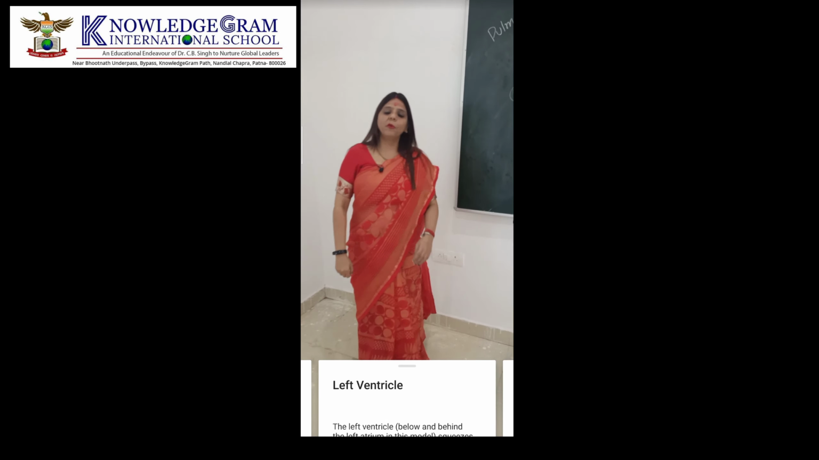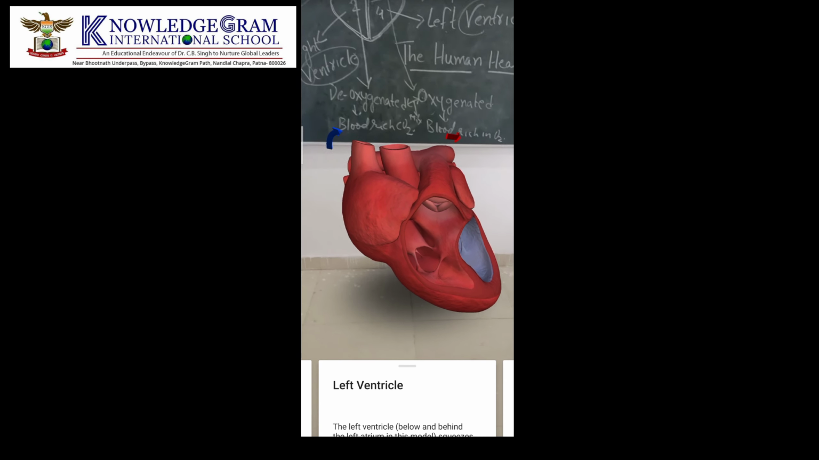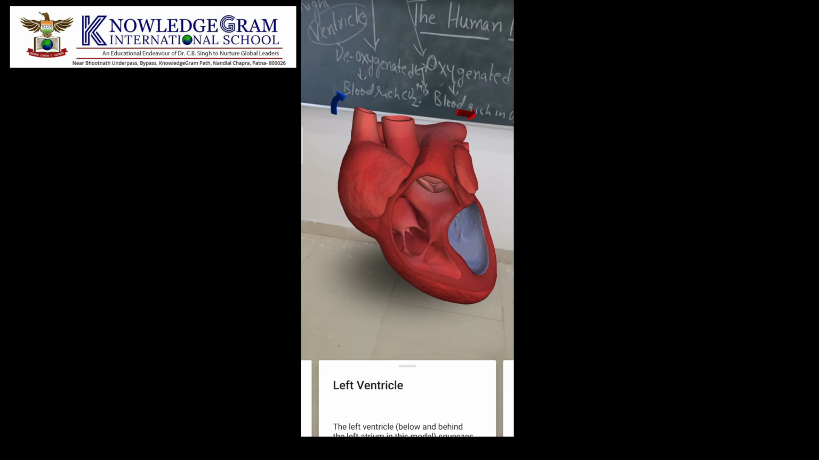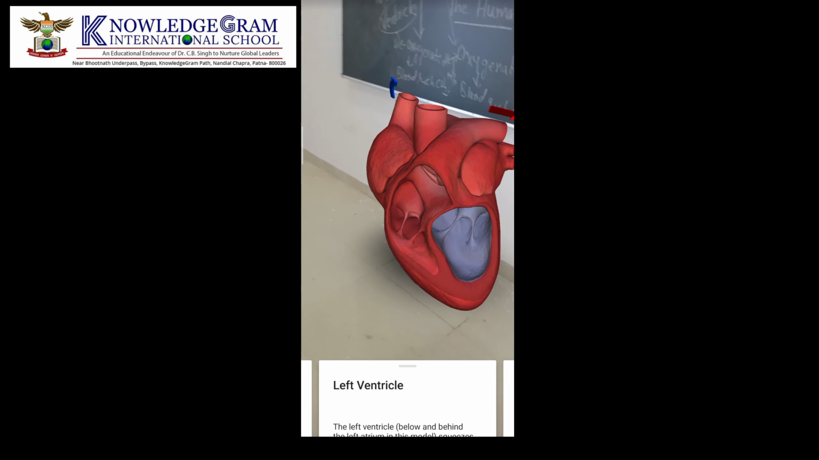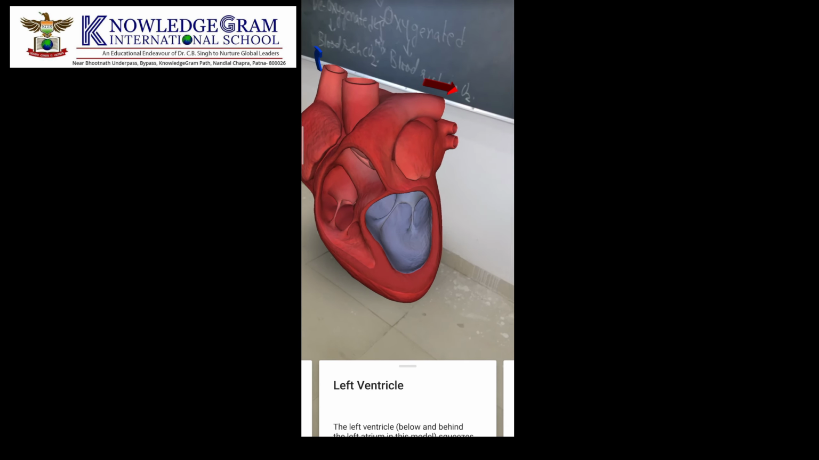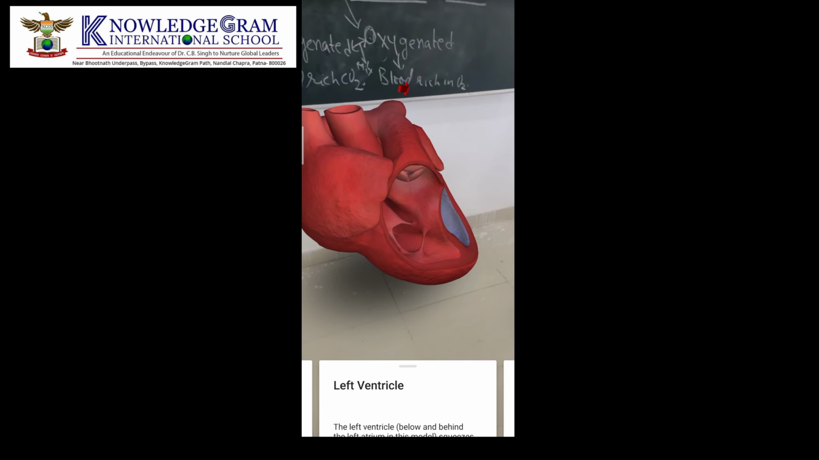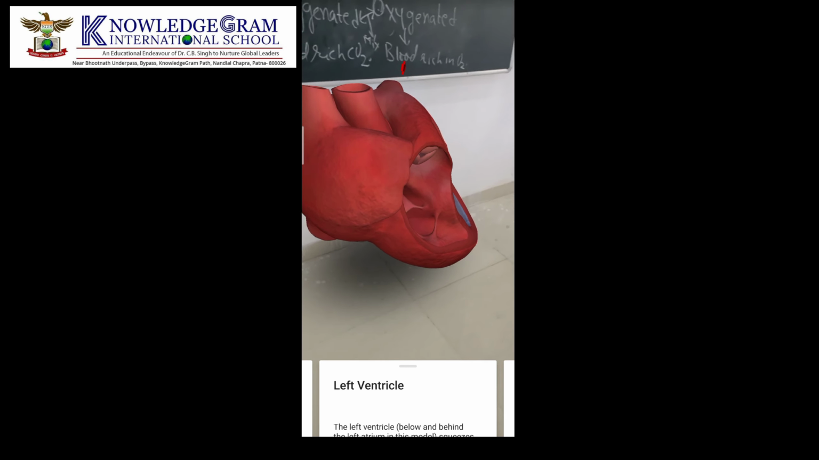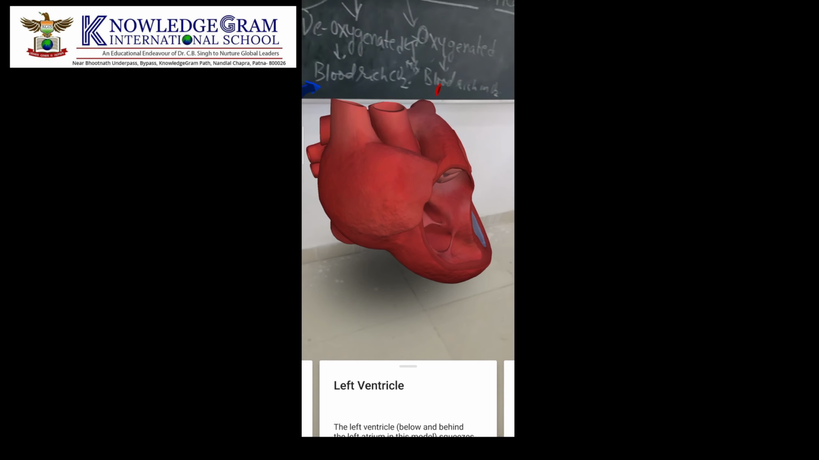So now we will move on to the last chamber. Since it is the lowermost chamber and placed at the left hand side of the heart, what will it be called? Now you tell me, my dear students. It will be called left ventricle. Why? Because it is the lower chamber and placed towards the left hand side of the heart. So this is the real view of the left ventricle.